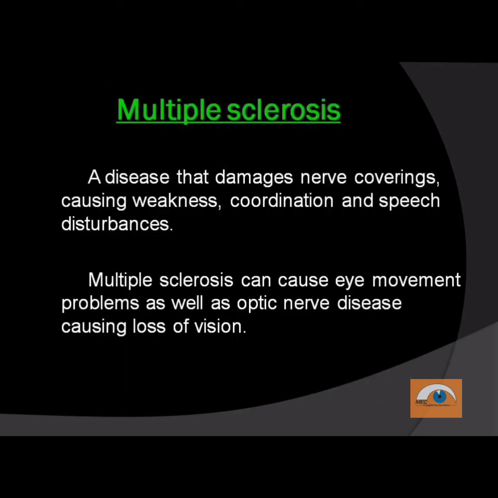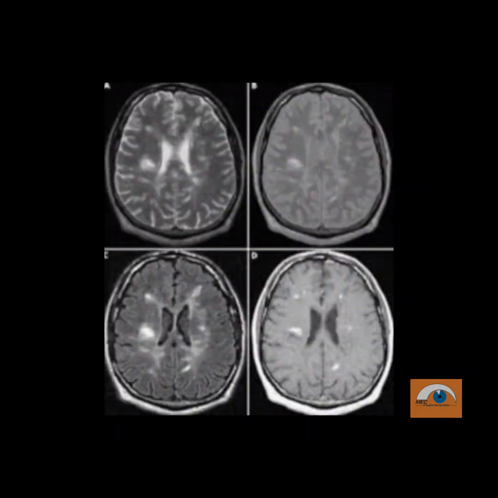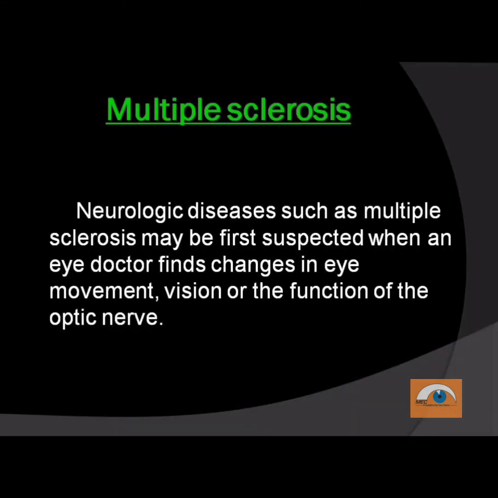Multiple sclerosis. A disease that damages nerve coverings, causing weakness, coordination and speech disturbances. Multiple sclerosis can cause eye movement problems, as well as optic nerve disease, causing loss of vision. Neurologic diseases such as multiple sclerosis may be first suspected when an eye doctor finds changes in eye movement, vision or the function of the optic nerve.